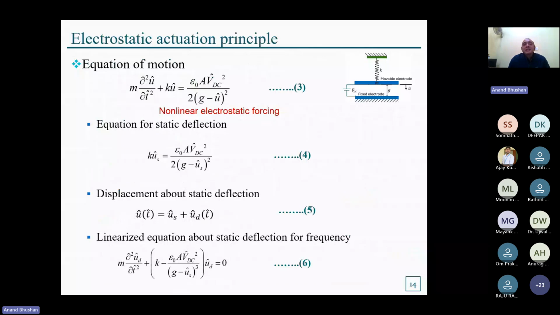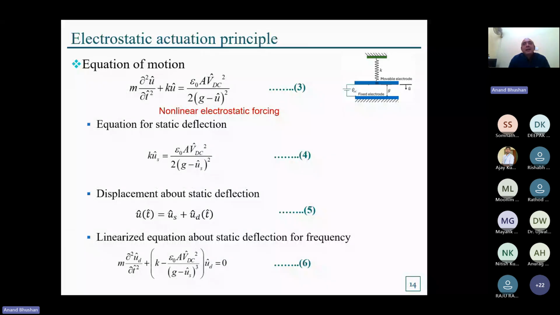Now, equation 3 is the equation of motion. On the left-hand side, there are two terms: one is the inertia term, and the other is K u, that is the spring force, which we get from the simple spring mass system. But the right-hand side is the active force of electrostatic nature, and it is non-linear in nature. This particular equation can be used for both static and dynamic analysis.